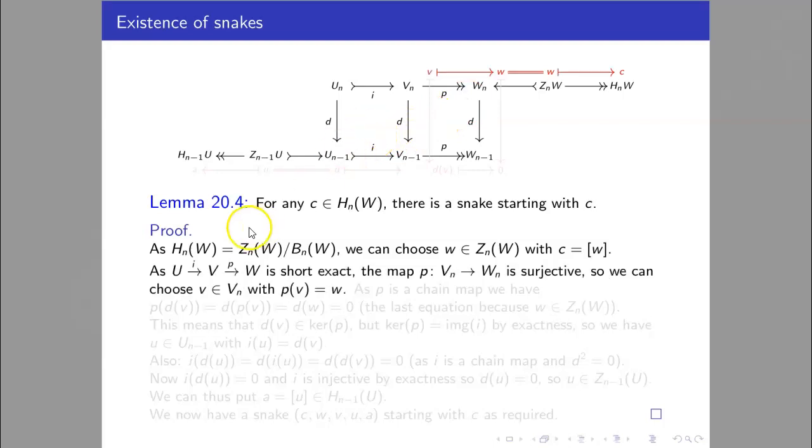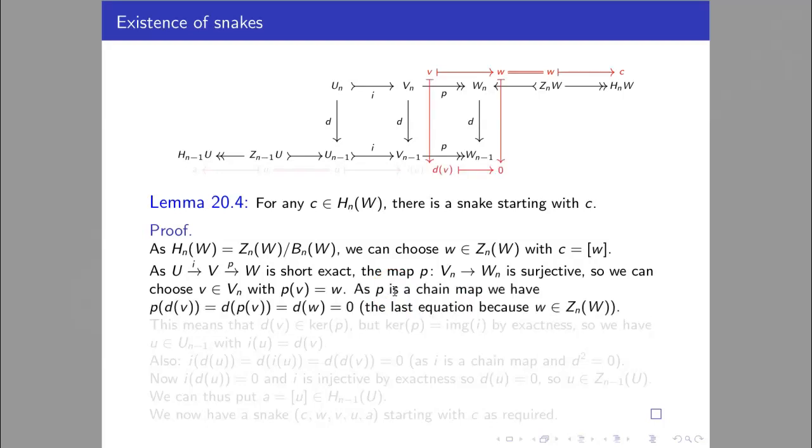And for the next step, with this i, v, w short exact, in particular that means that this p here is surjective. So because p is surjective, we can always choose a v here that gets mapped to that w there. So we can choose a v here, p(v) equals w. So now we're going to use the fact that p is a chain map, dp is pd, so this square commutes.